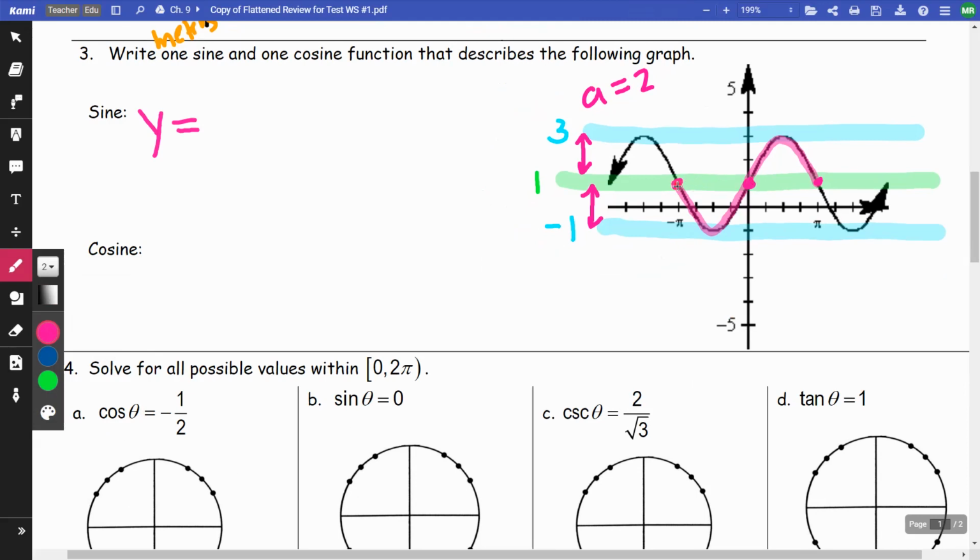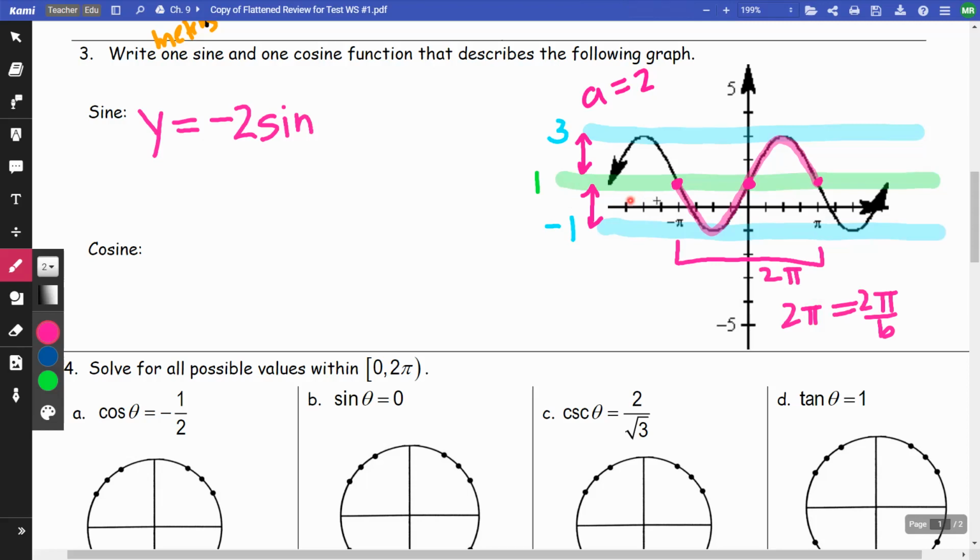I could start here if I want. I'm just going to start here. So there's different answers that you can give me. I'm starting here, I'm going down. So in my situation, I'm going to do it as a -2 times sine. Now my b is the period. So I'm going from -pi to pi. That distance is 2 pi. So that means that my b, remember 2 pi is equal to 2 pi over b, my b is going to be 1. So I don't need to have a b.